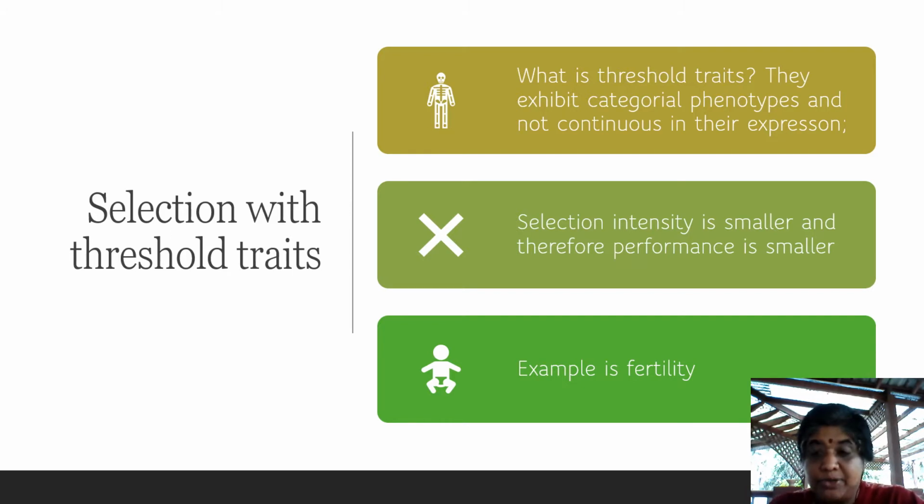Now remember, we talked about selection with threshold traits in the last slide. And what are threshold traits? Threshold traits actually exhibit categorical phenotypes, and they are not continuous in their expression. Selection intensity when it comes to threshold traits is smaller and the performance is smaller. One example is fertility, right?